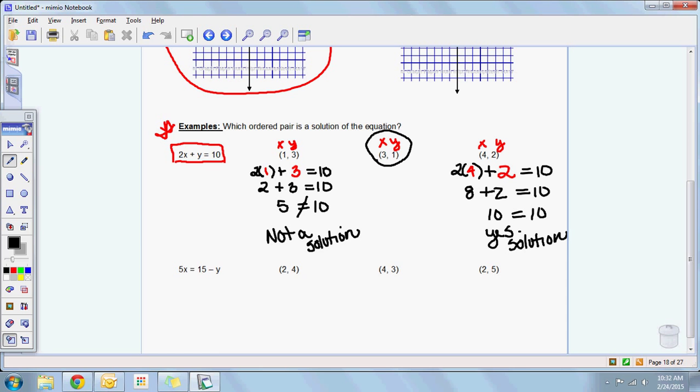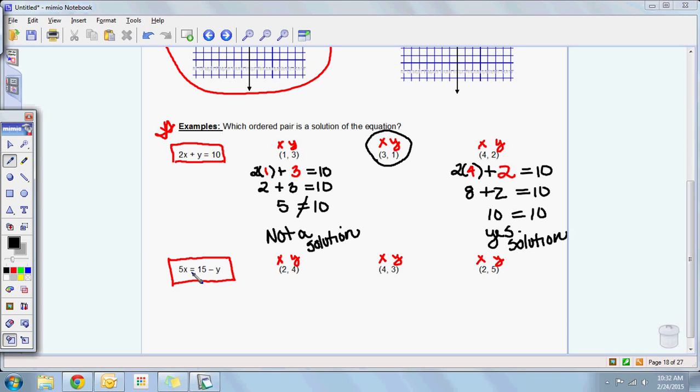Okay, I'm going to start you off on this last equation. It's very similar. You're going to do the same process, but it's a different type of equation. So now we're going to test and see if these ordered pairs are a solution to this linear equation. All right, so remember to label x and y. Let's test out this first one, and then you guys can test out the last two.